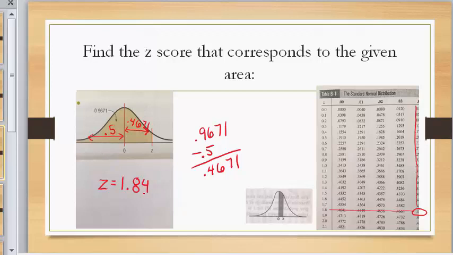Now again, you need to make sure that it should be positive or negative, but because your z is on the right-hand side of 0, it'll stay positive.